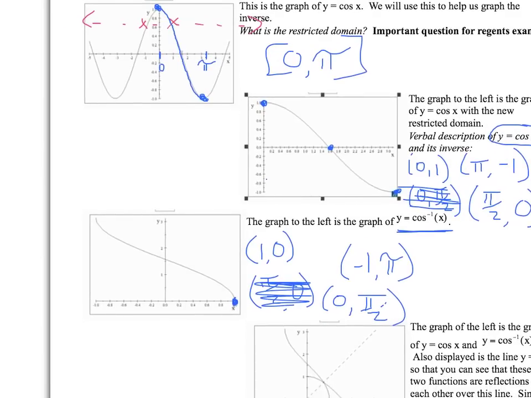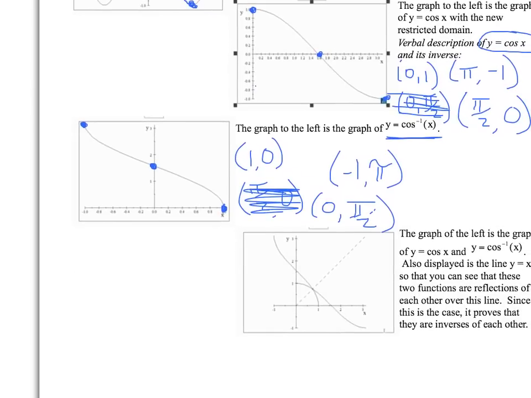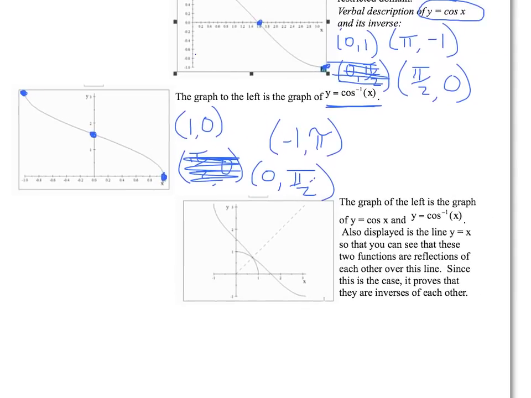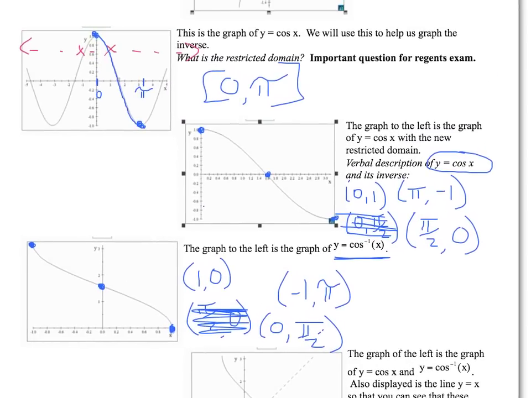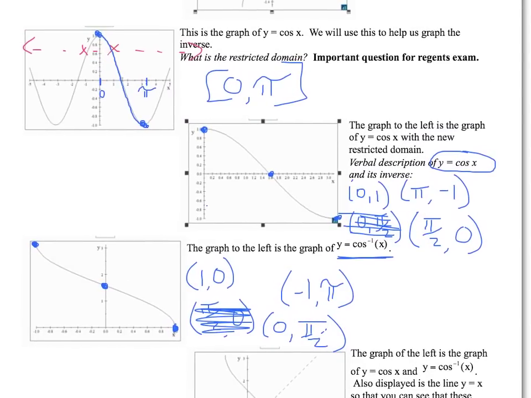So now looking at my graph, I can see I graphed 0, pi over 2 right here. And I also graphed -1, pi up here. So you can see the cosine graph and its inverse, with them graphed together, in the picture on the bottom, my right-hand side. Again, the most important piece is that restricted domain from 0 to pi.